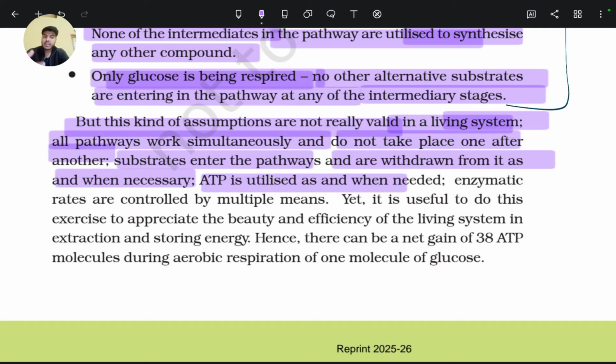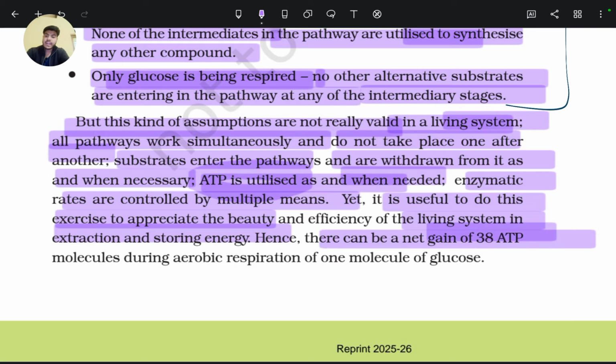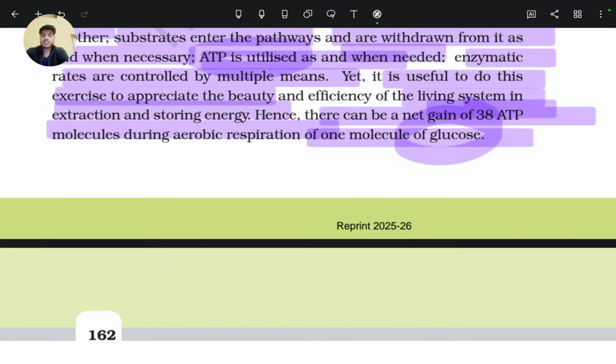ATP is utilized as and when needed. Enzymatic rates are controlled by multiple enzymes, yet it is useful to do this exercise to appreciate the beauty and efficiency of the living system in extracting and storing energy. Hence, there can be a net gain of 38 ATP molecules during aerobic respiration of 1 molecule of glucose.